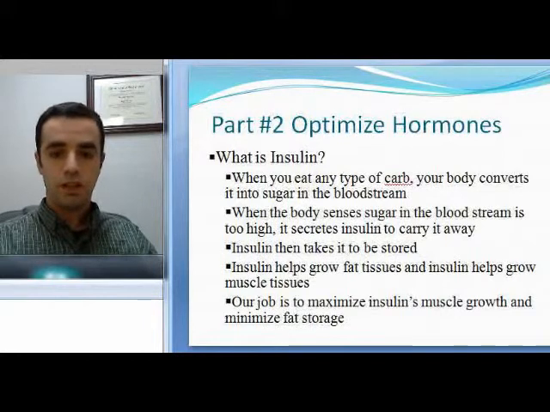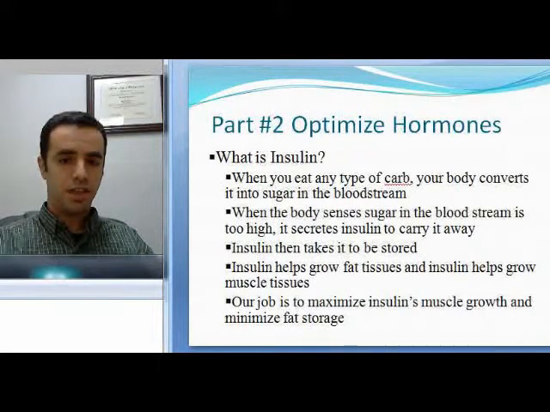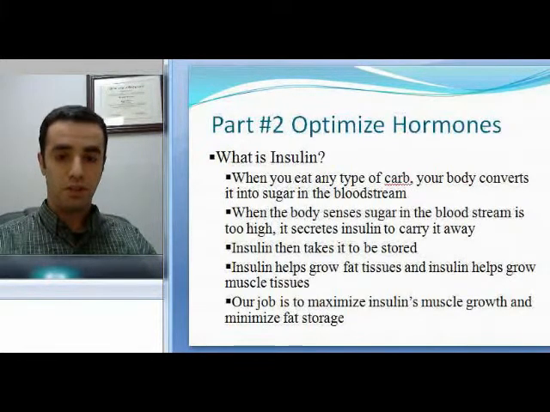So in other words, insulin helps to grow fat tissues. It's kind of like the booster of tissues. And the other thing that it does is helps to grow muscle tissues. So insulin is kind of 2 sides of a coin, where you want to be on one side. You want to use it to grow your muscles or to keep them from shrinking at least, but you don't want it to contribute to fat storage.